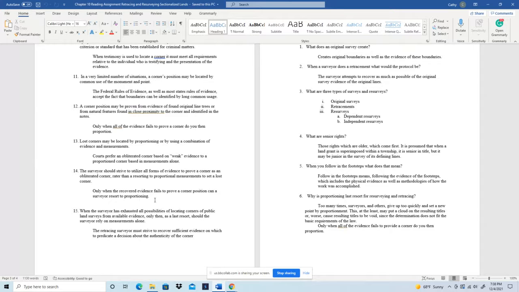Principle 14: the surveyor should strive to utilize all forms of evidence to prove a corner as an obliterated corner, rather than resorting to proportioning the measurement to set a lost corner. In other words, when surveying equipment and computer programs made measuring angles and distances relatively easy, many surveyors were lulled into relying on subsequent measurements and calculations to set new corners that may conflict with possession lines and may cause boundary disputes.